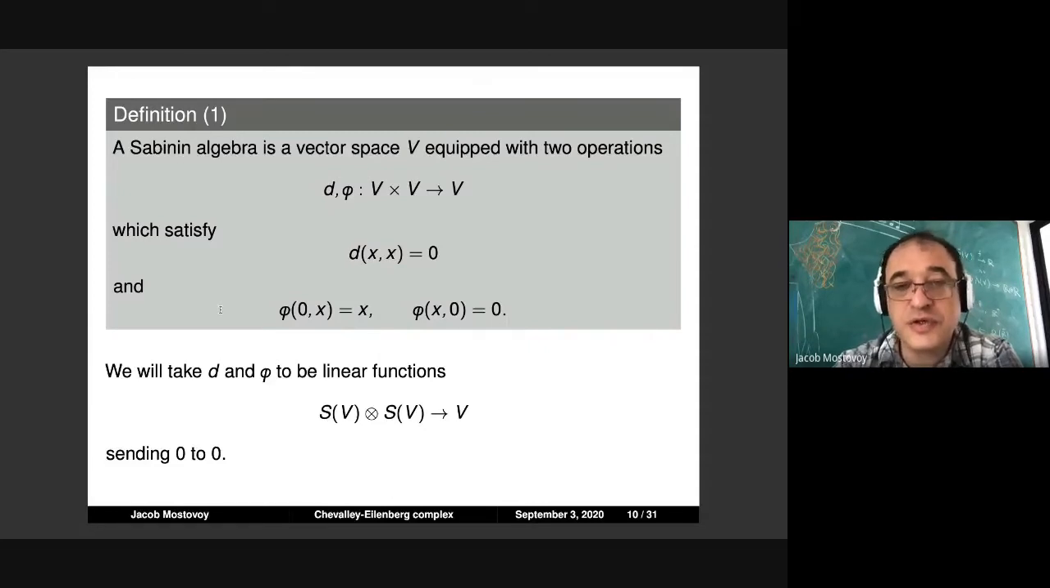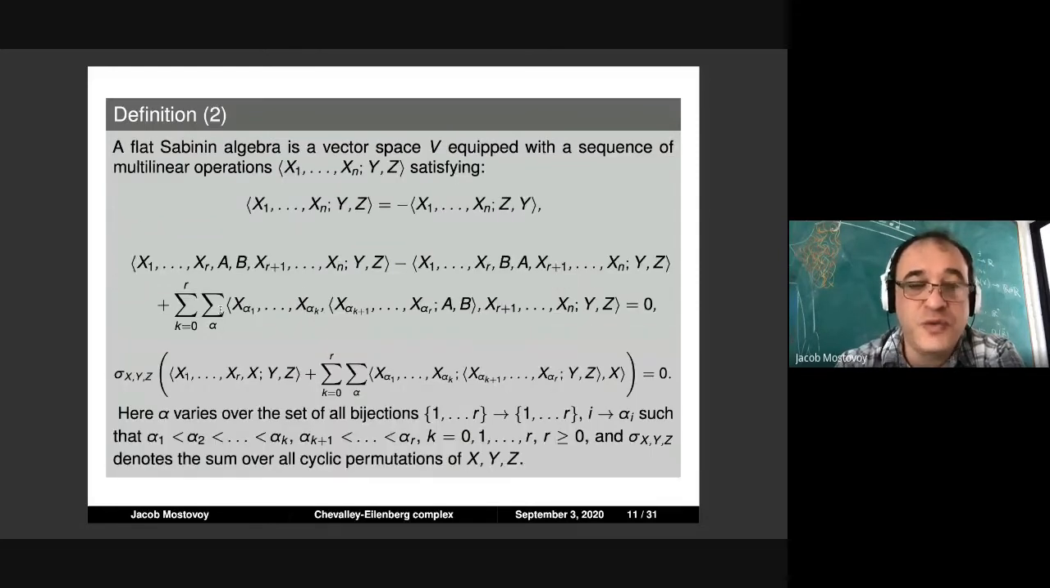So in order to obtain some multilinear operations, what we do is we expand these two operations into power series and then multilinearize it. There is a standard procedure for that. And we get some identities which are artifacts of multilinearization. And these identities are horrible. So this is the first definition of a Sabinin algebra that appeared.